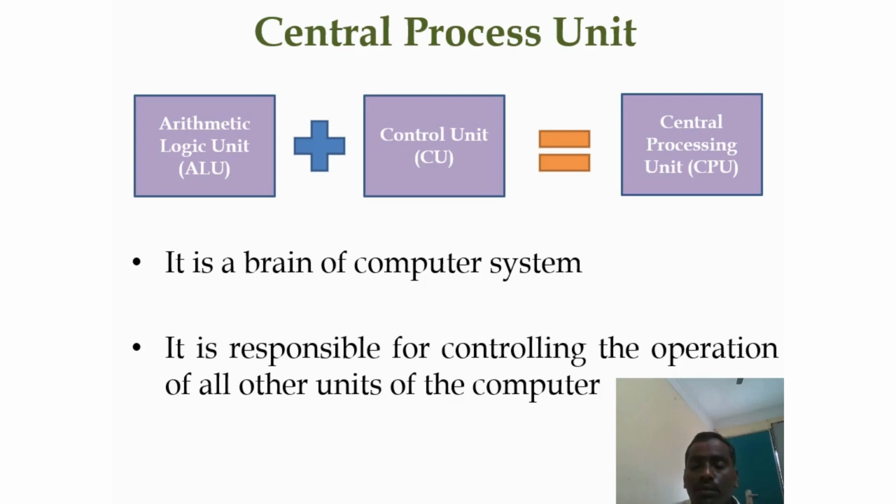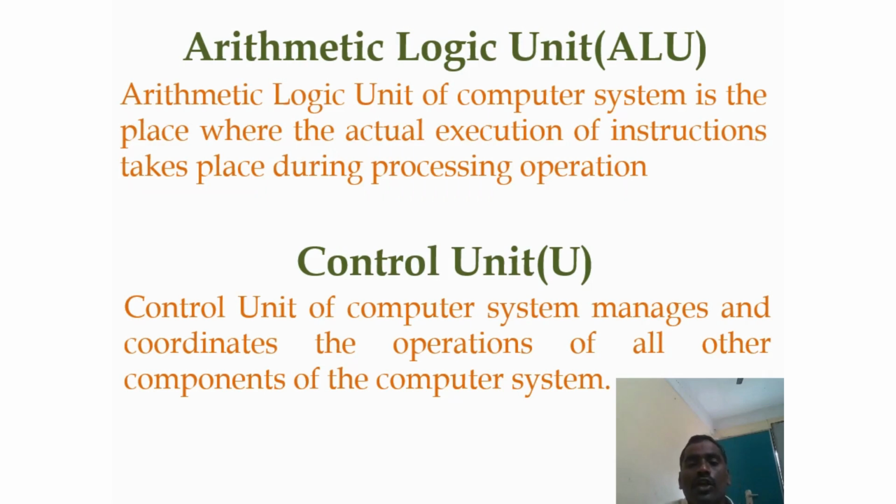It is responsible for controlling the operation of all the units of the computer. That means the instructions and processes you run on the computer are controlled by the CPU only, right? Here, what is meant by the arithmetic and logical unit, and what is the need of the control unit? The arithmetic and logical unit will perform all the arithmetic and logical operations. What is the purpose of a computer? We can do some tasks. All the tasks will be performed by the arithmetic and logical unit, that is the ALU.